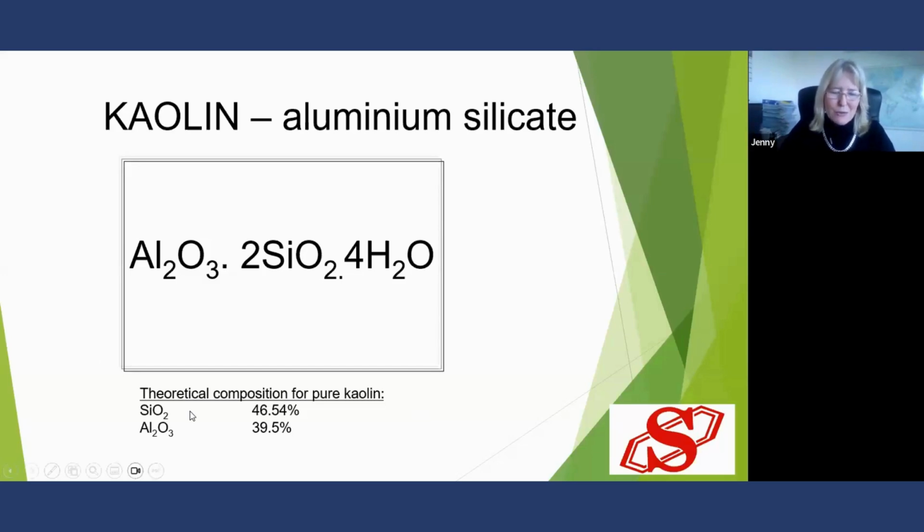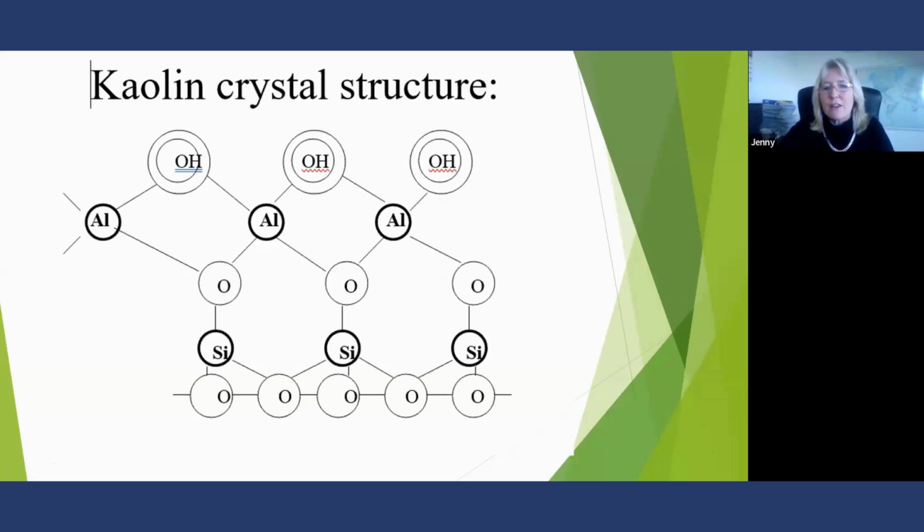to this. So it's roughly, for pure kaolin, no impurities, 46% silica and 39% alumina. Now, these do not occur separately as silica and alumina. They are locked up in the crystal structure of the kaolin, which looks like this. So you've got the alumina atoms, silicon and oxygen atoms, and the OH groups. So they just report it as alumina and silica on the data sheet, even though it's in a crystal structure.